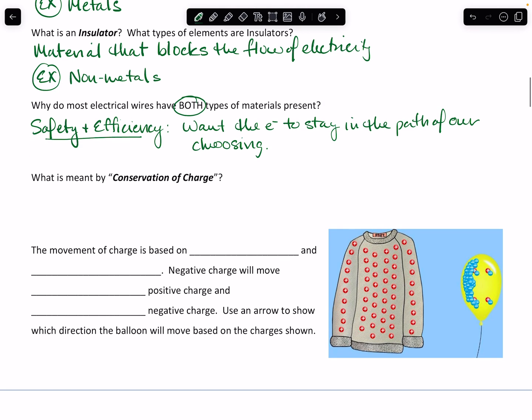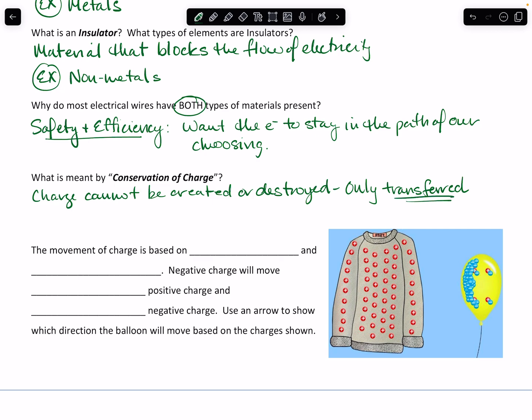Now dictating all of this flow of electricity is another law, and that's the law of conservation of charge. And just like our conservation of mass and energy, conservation of charge means that charge cannot be created or destroyed, only transferred. So that's a little bit different, the word transferred.